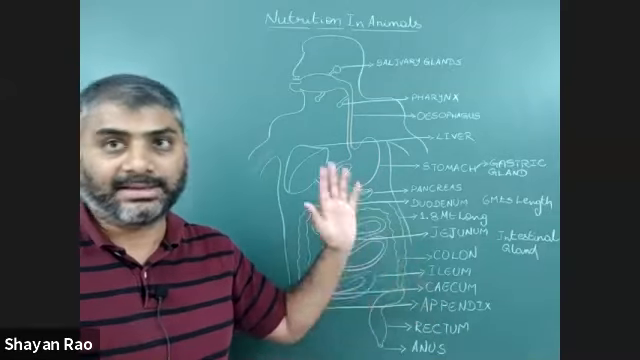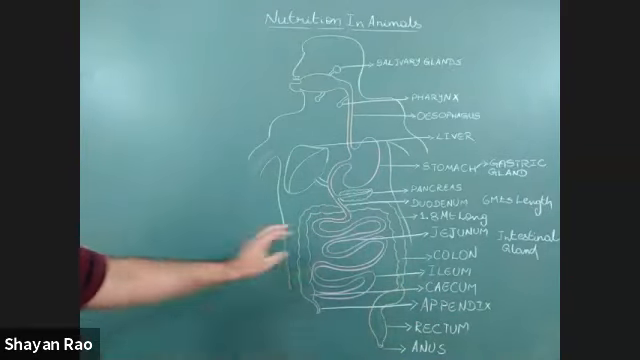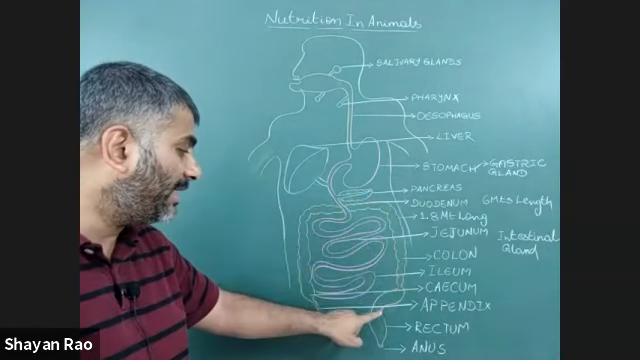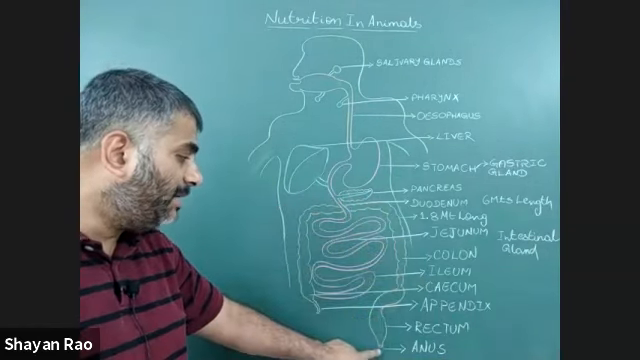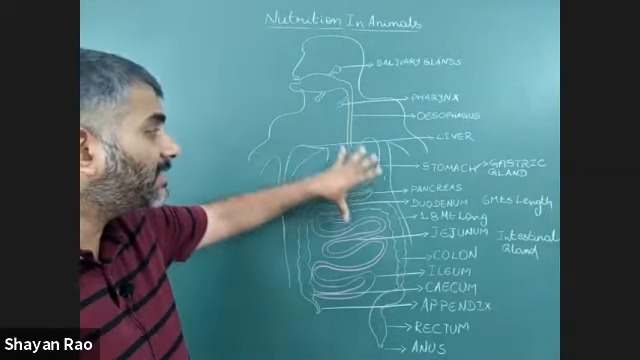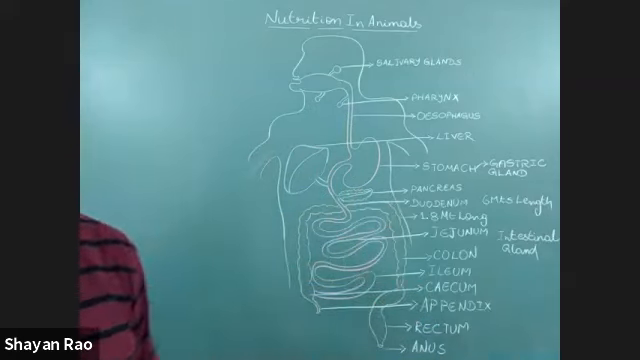Then next, the cecum is connected to the colon, and the colon is connected to the rectum, and ultimately the rectum is connected to the anus. So these are the parts of the alimentary canal.